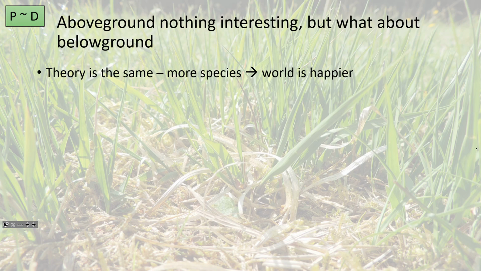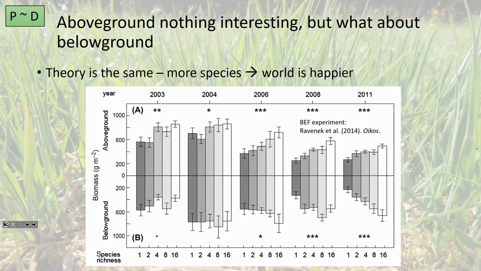The theory is basically the same. If you have more species, everything is better. This is a study of Ravenek from 2014 showing exactly what theory predicts, a positive effect of diversity on below ground productivity as well as above ground productivity, and it's across many years.